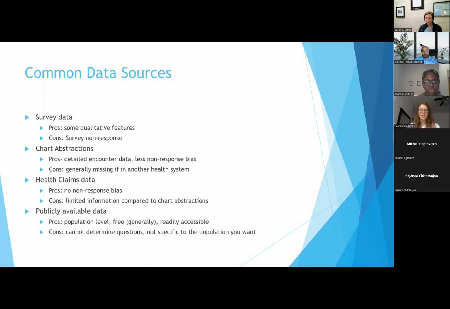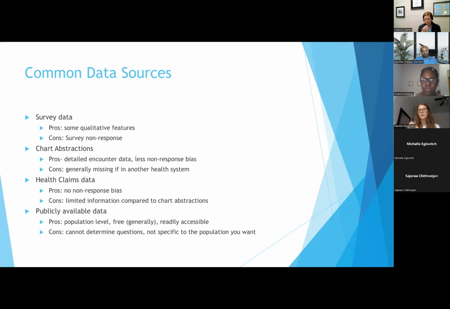One thing we do a lot in this lab is chart abstraction. So going into people's EMR and drawing out the information you think is most pertinent to whatever study you're doing. Obviously, it's really detailed data, which is incredible. You also have less of a non-response bias because people don't have to do anything to participate except consent, depending on the study. But the con is, if you're within one academic center or whatever health center, you're generally going to miss any health encounter data that was done at a different institution.